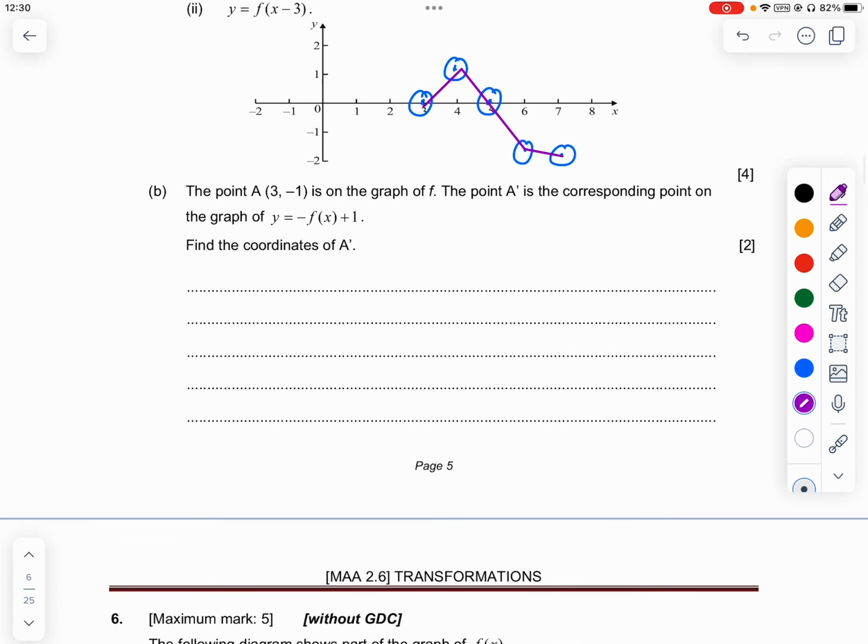The point 3 comma minus 1 is on the graph f. The point A is a corresponding point on minus f of x plus 1. Find the coordinates of A prime. Minus f of x means it is reflection on x-axis. So it becomes 3 comma positive 1. So this is for minus f of x. Next is minus f of x plus 1. So 1 unit up. So 3 comma 1 plus 1 becomes 2. 3 comma 2 is going to be the A prime.